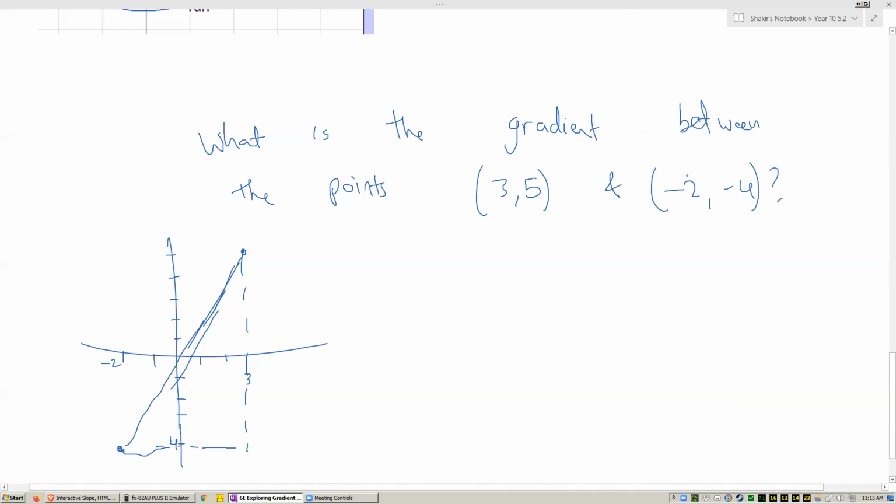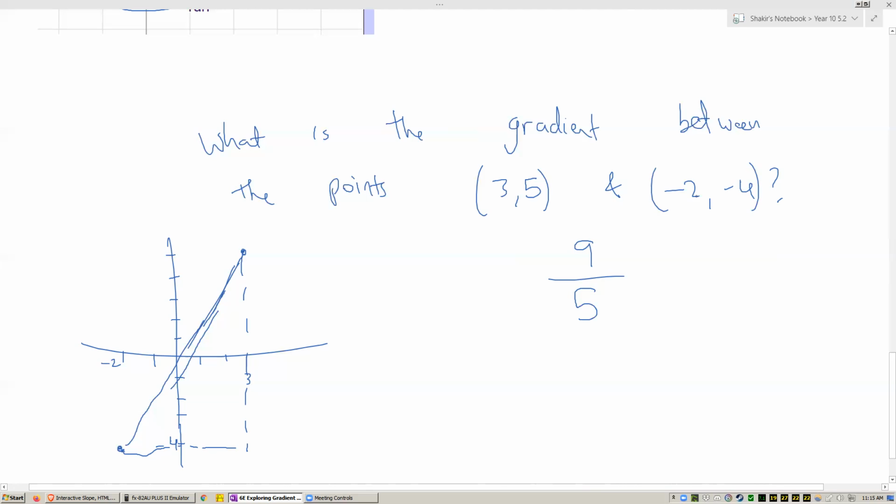What is the change in y between -4 and 5 on a number line? Visualize the number line. Think about how much it changes. -4 to 5 is 9. And then the change in x from 3 to -2 will be 5. And that's your gradient, 9 over 5.